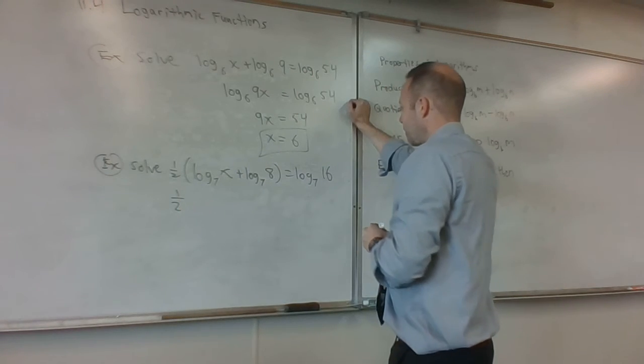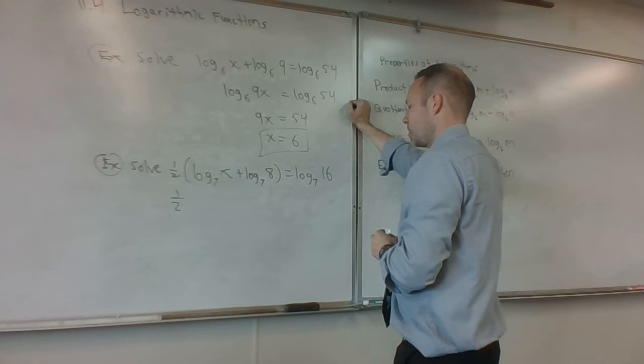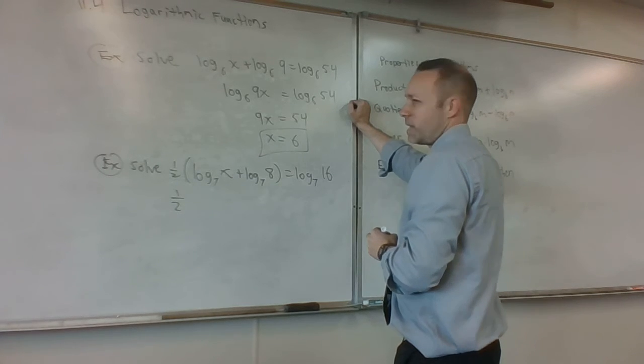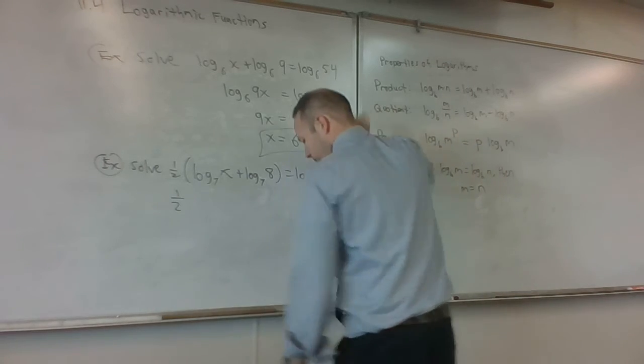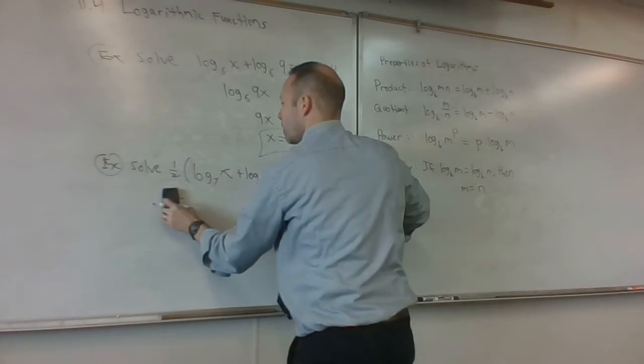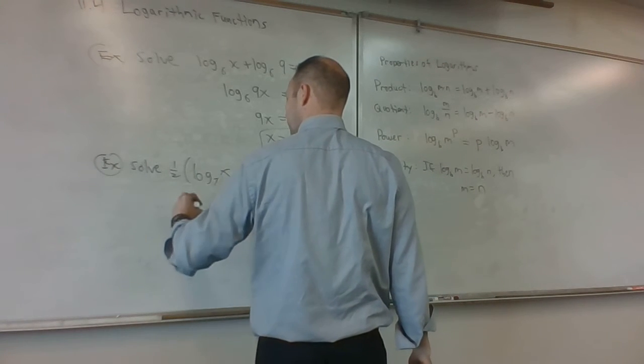You know what I might want to do instead? Like a lot of stuff with algebra, you can do it multiple ways. But what if we did this? What if we multiplied both sides by 2? That's going to clear that 1/2.